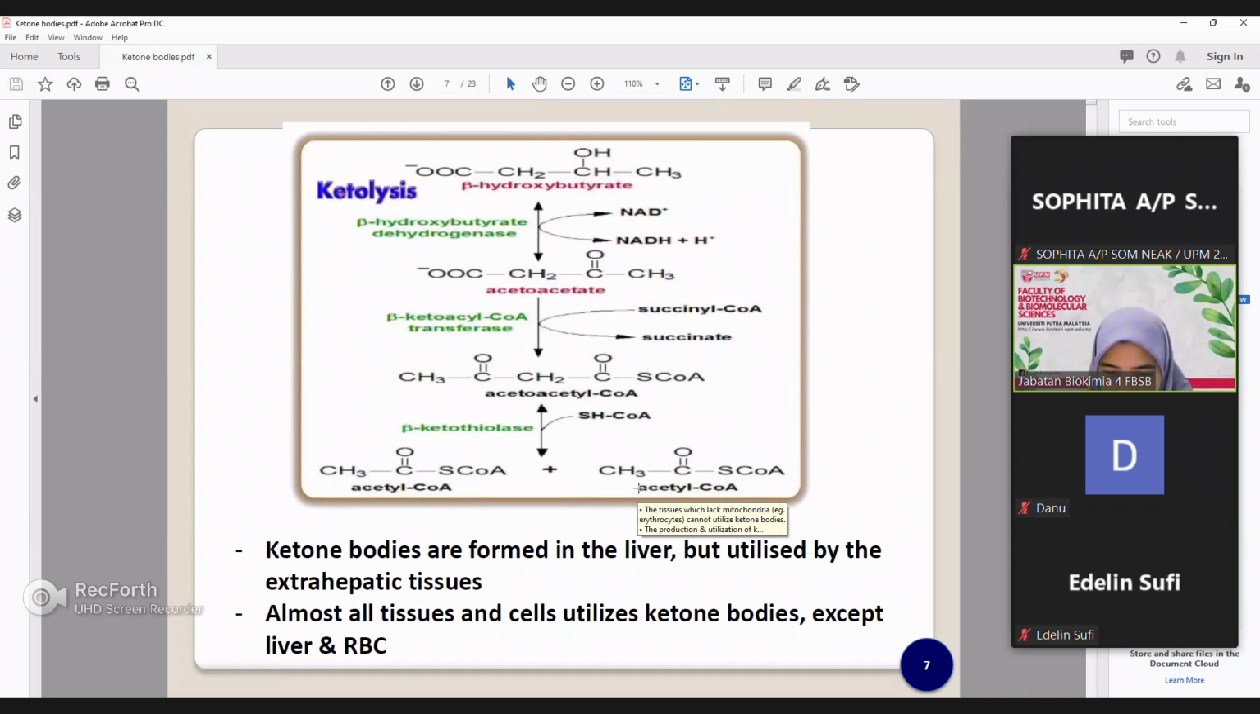How about red blood cells? RBC is a cell that doesn't have mitochondria. Cells that have mitochondria can utilize ketone bodies, but since red blood cells don't have mitochondria, they cannot take up the ketone bodies from the blood, so they cannot utilize ketone bodies. Ada soalan tak? Any questions?